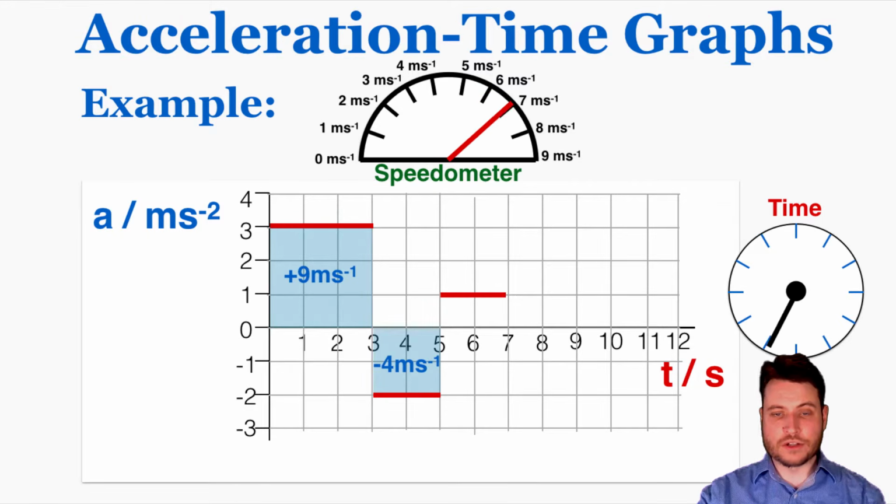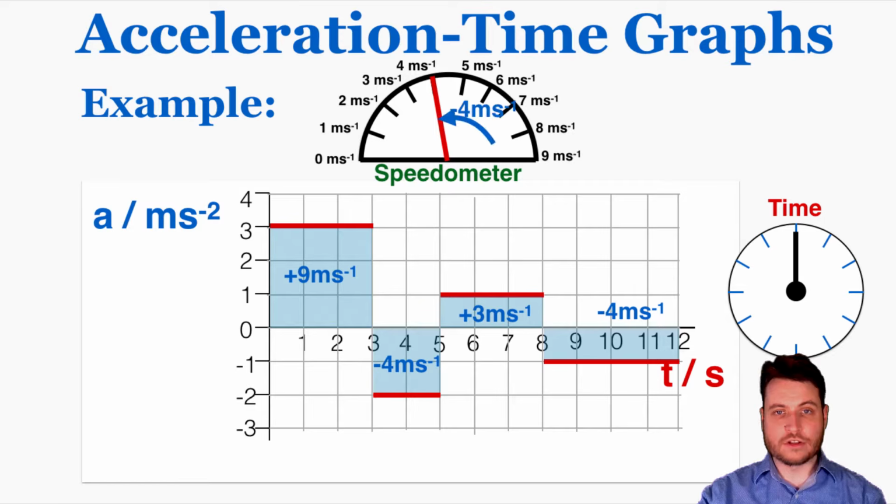Next, it has an acceleration of positive 1 for 3 seconds, and again, I can see that the area is positive 3 meters per second, and it changed by positive 3 meters per second in that time. And finally, this is negative 1 meter per second squared for 4 seconds, and the velocity changed by the area, which is negative 4 meters per second, so it changed by negative 4 meters per second on my speedometer as well.